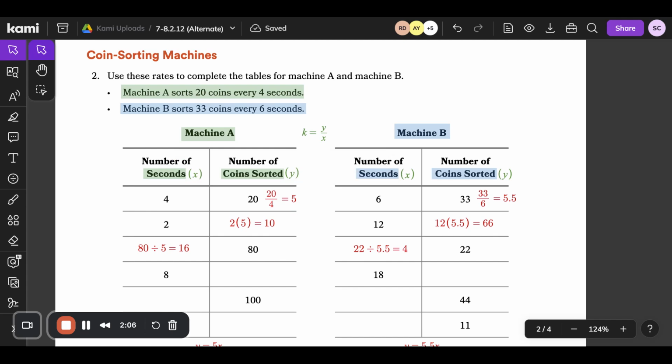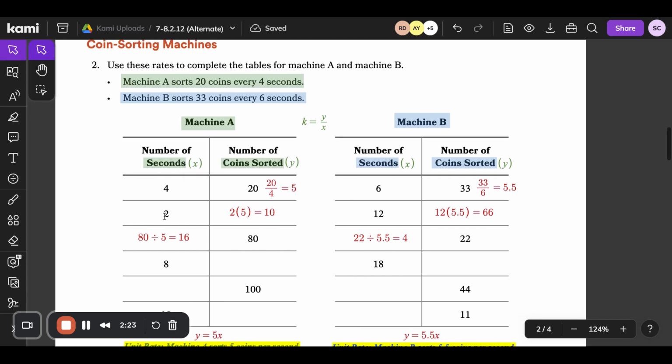We are going to use that to figure out, if they give us X, how to use X to find Y, and if they give us Y, how to use Y to find X. For the first one, since the row was already given to us, we just did Y divided by X, which was 20 divided by 4, and that gave us 5. But for the second row, they gave us the number of seconds, and they want us to figure out how many coins were sorted. If 5 coins are sorted per second, then in the first second 5 coins are sorted, and in the second second, 5 coins are sorted again. So we would do 2 times 5, and that gives you 10.